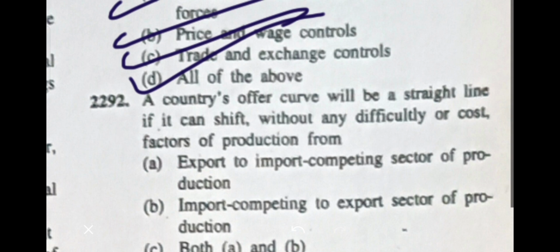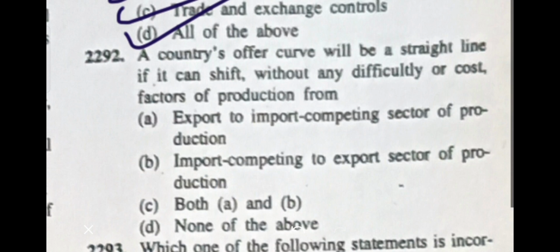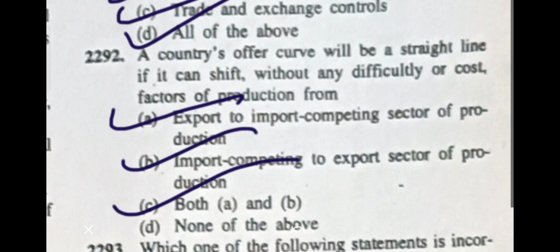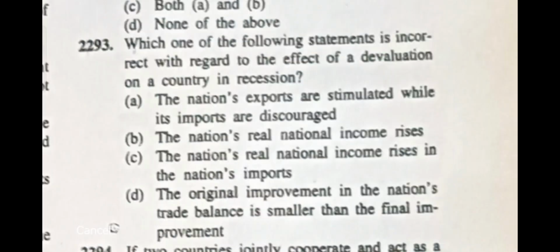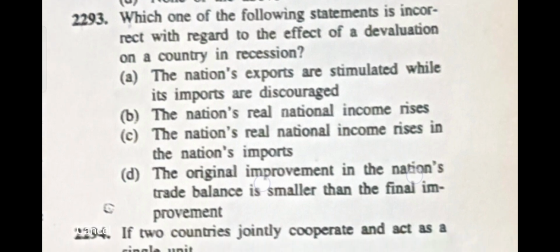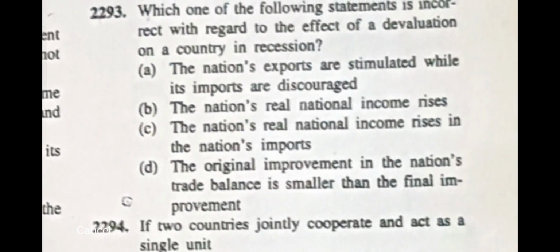A country's offer curve will be a straight line if it can shift without any difficulty or cost factor of production from export to import competing sector, import competing export sector production, both A and B. Which one of the following statements is incorrect with regard to the effect of a devaluation on a country in recession? The original improvement in the nation's trade balance is smaller than final improvement.